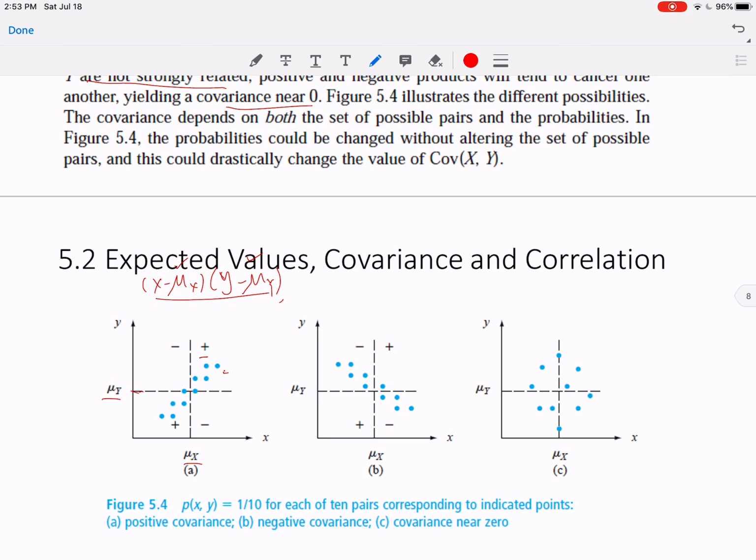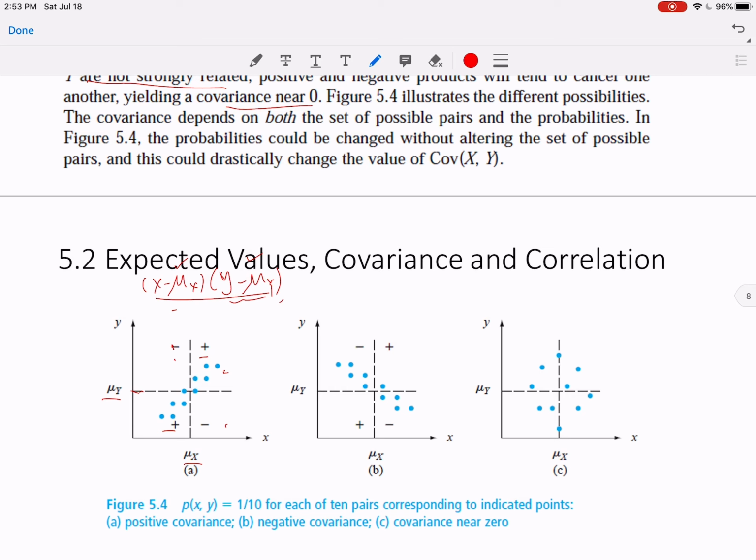And then let's take a look at the third quadrant. For all the pairs in this quadrant, all of the x values are less than mu sub x, so this part is negative. And all of the y values are less than mu sub y, so this part is negative as well. Negative times negative gives us a positive. In other words, the pairs in the second and fourth quadrants will give us a negative product.